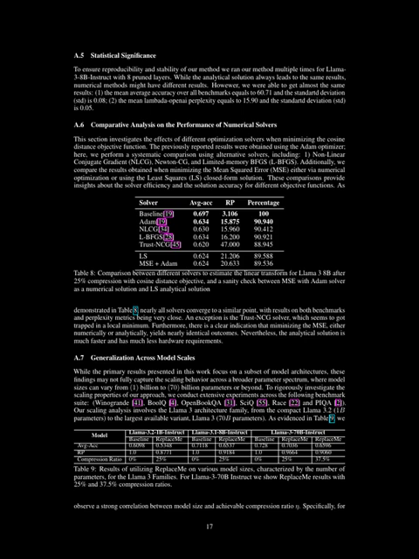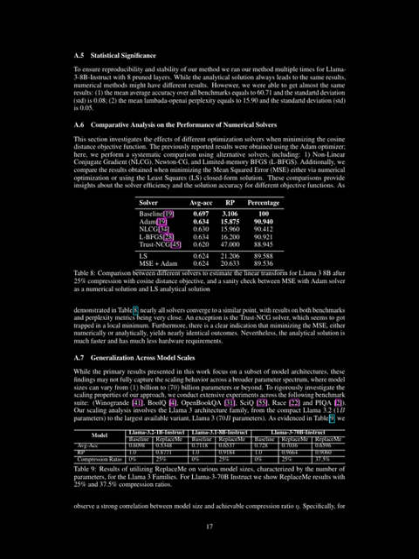The solvers compared are Adam, NLCG, L-BFGS, Trust-region CG, and LS, with columns for average accuracy, complexity, and RP percentage, against the baseline. Table 8: comparison between different solvers to estimate the linear transform for Llama 3 8B after 25% compression with cosine distance objective, and a sanity check between MSE with the Adam solver as a numerical solution and the less analytical solution, demonstrated in Table 8.